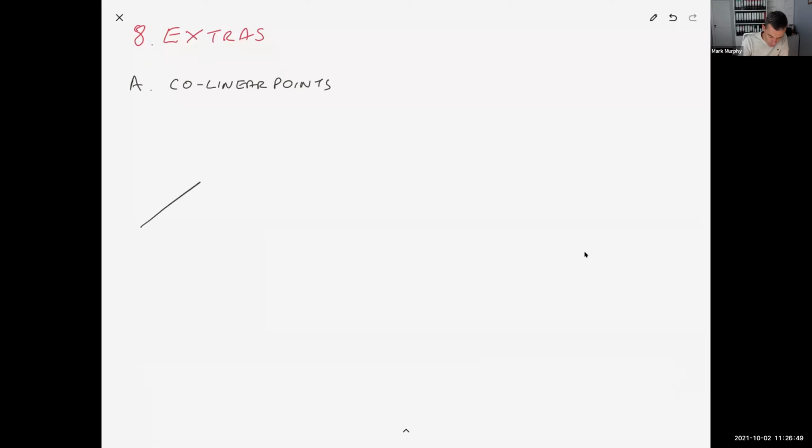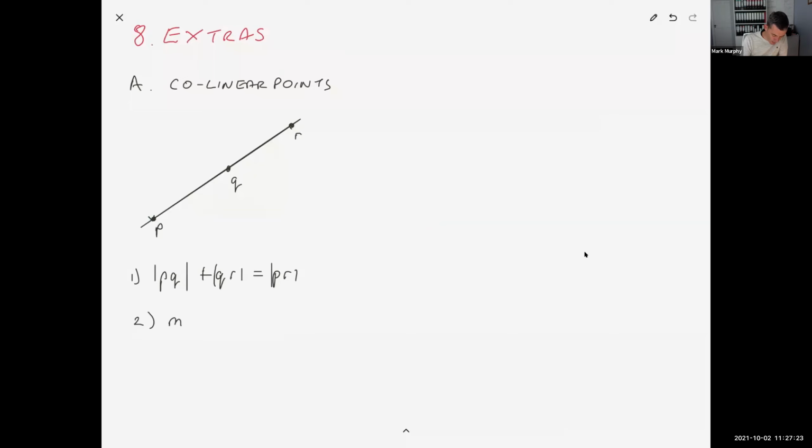If you have a line like that and you have the points P, Q, and R, you might be asked in an exam to prove that they're collinear, in other words, that they're all on the same line. There's a few ways you could do it. You could find that the length PQ plus QR equals PR. That would prove that it's collinear, wouldn't it? Yeah, it would.